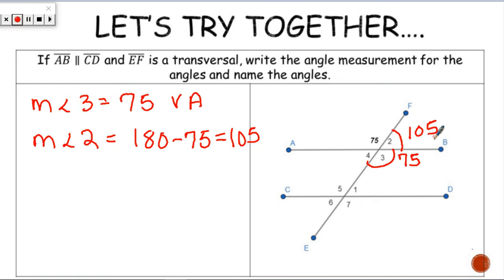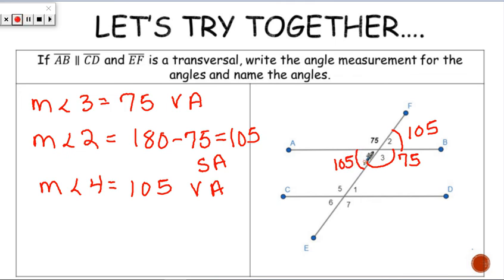And the reason I can say that is because that's a supplementary angle. 75 plus 180 should be supplementary angles. I can say the measure of angle 4 is going to be 105, and by the reasoning there is vertical angles. Or you can go ahead and say 4 plus 3 should be supplementary.